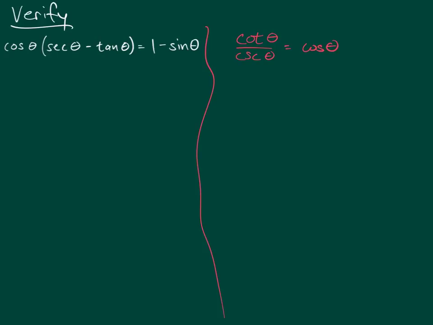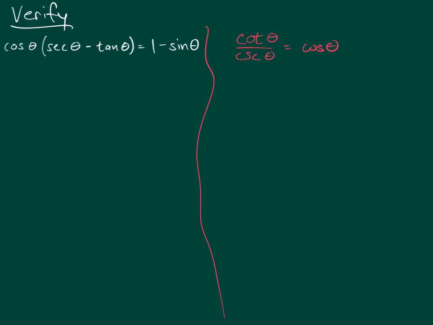Let the verifications begin. All right, so trig verifications usually end up being students' least favorite and most thought-provoking exercises out of all of trigonometry. And that is because when you see an equation, you already know it's true. You're asked to basically verify that cosine of theta times this binomial equals 1 minus sine of theta. Okay, so how do you do that?